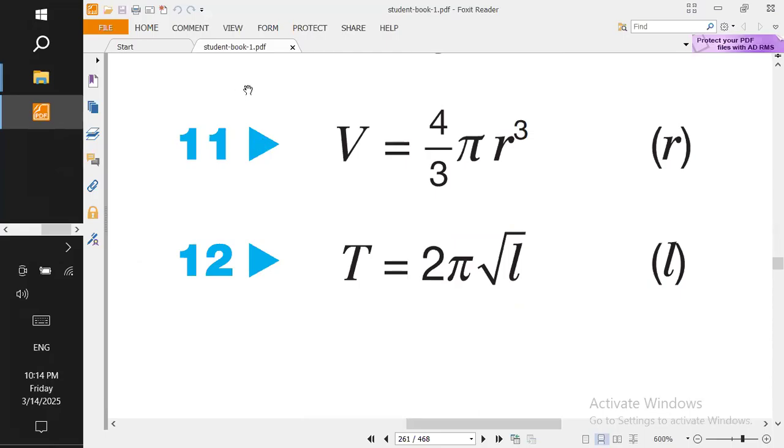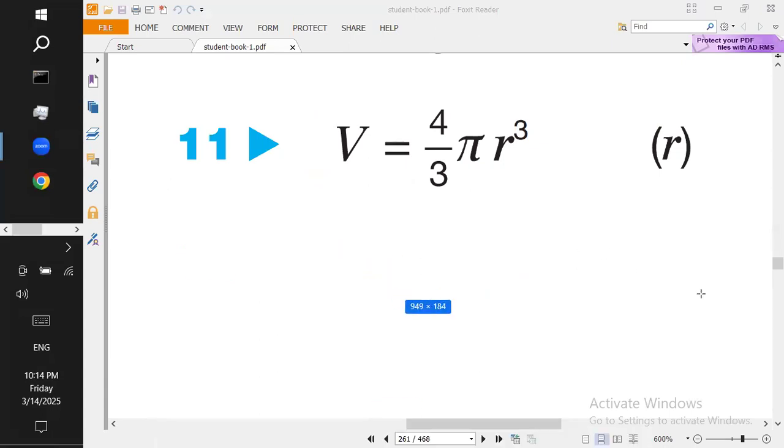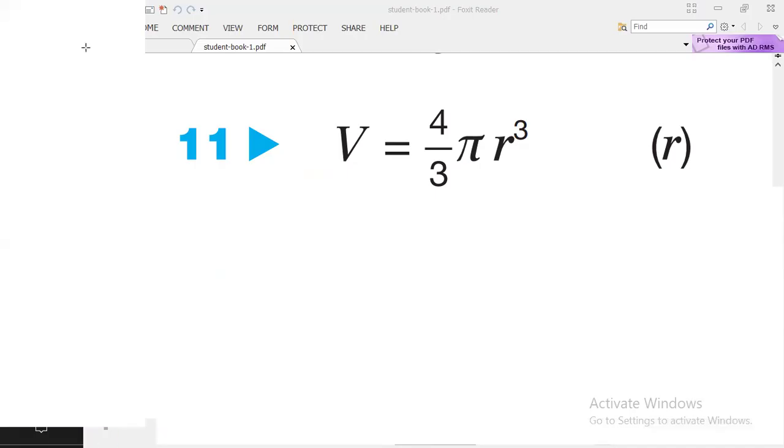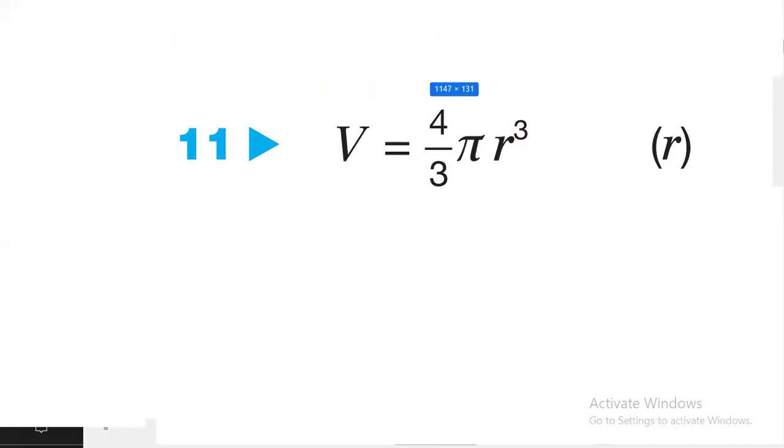It's very good to explain here. Let's see. So in question 11 here, they need us to make R the subject. So basically change the subject into R and move everything to the other side. So first thing we do, we look at the formula here.